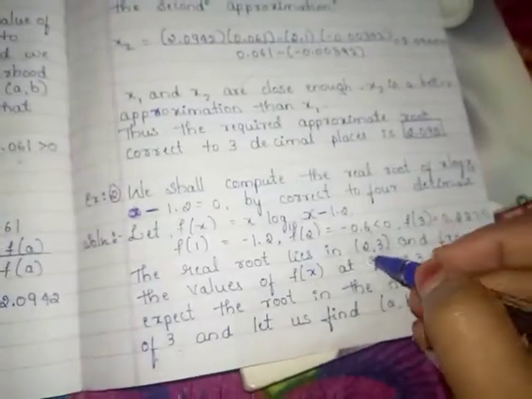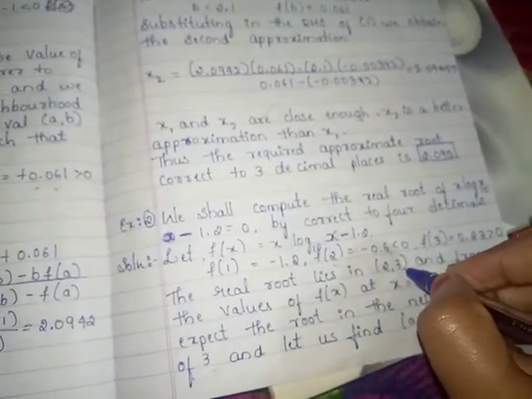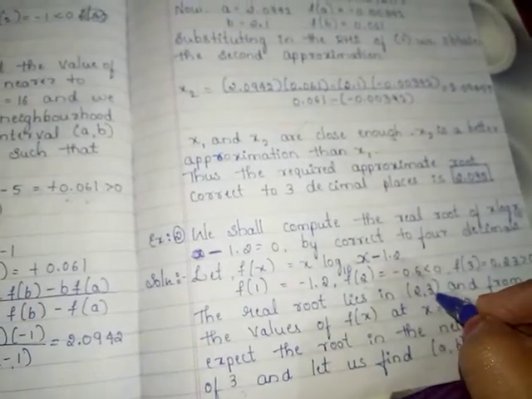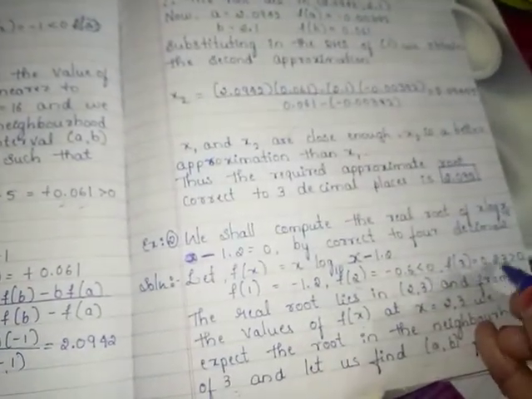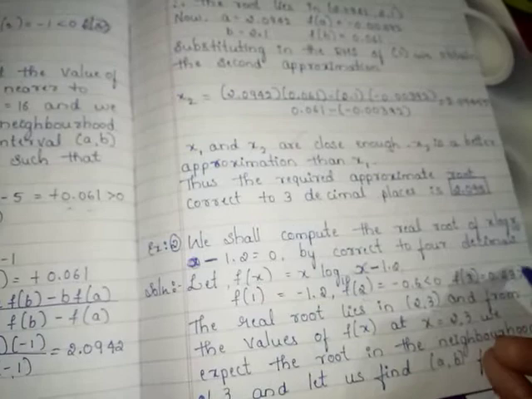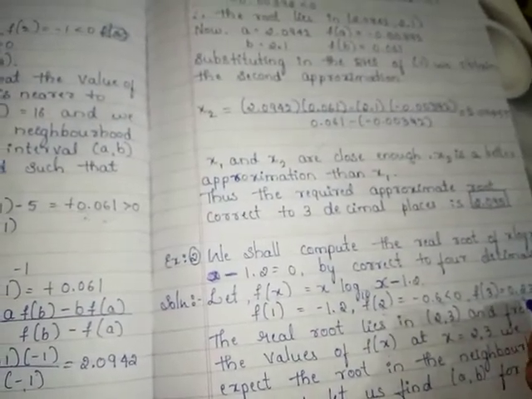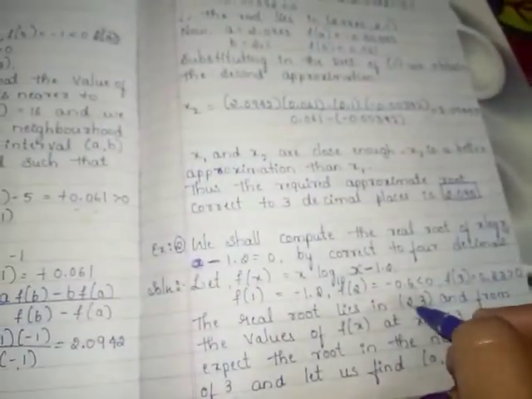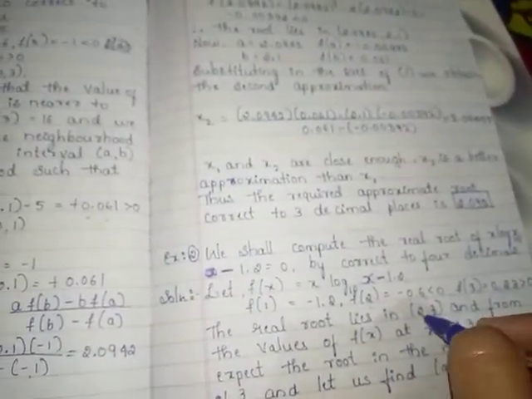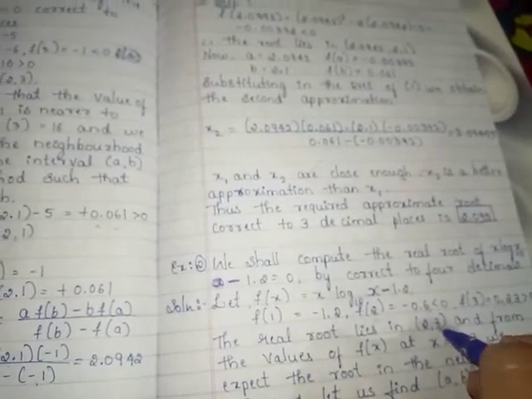Here our a value is 2 and b value is 3, and the real root lies between 2 and 3. After that, see which value is nearer to 0 on the number line, and find the values of a and b again. To find that, substitute 2, 3, then go to the next value after 2, which is 2.1.